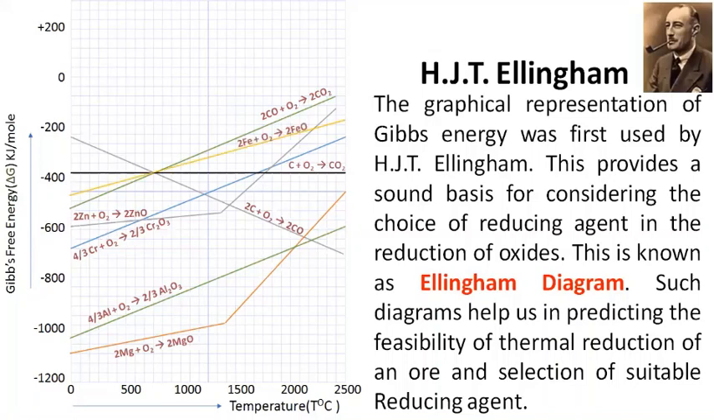And next we are showing the formation of ferrous oxide, FeO. As the temperature increases, here also we can see that the delta G value is increasing. That is to say that ferrous oxide stability also decreases.